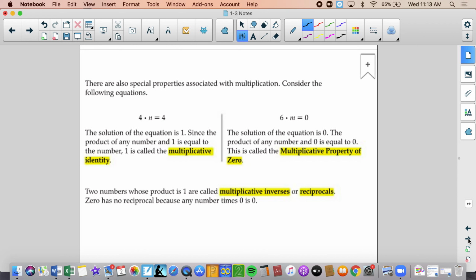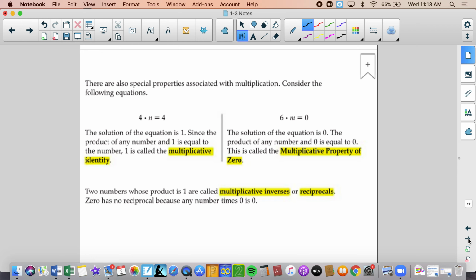There are also special properties associated with multiplication. Remember, we really only focus on addition and multiplication because subtraction can be written as addition and division can be written as multiplication. So we're constantly just focusing on addition and multiplication.